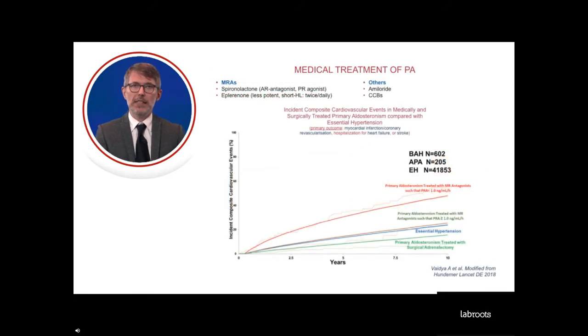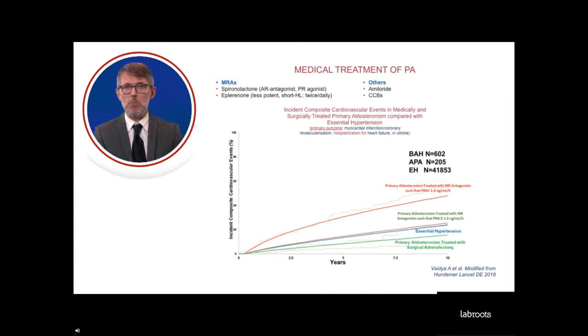For the therapy of patients with a bilateral disease, we say that they should be treated with a mineralocorticoid receptor antagonist. And we should measure aldosterone and renin in particular in the follow-up, because you can see that patients operated display a lower rate of cardiovascular and cerebrovascular events compared with patients with essential hypertension.